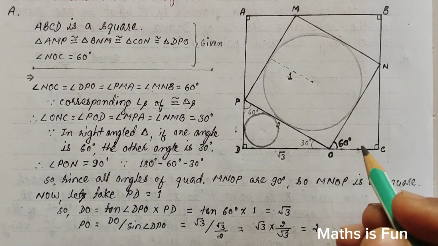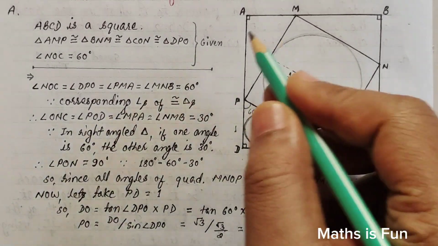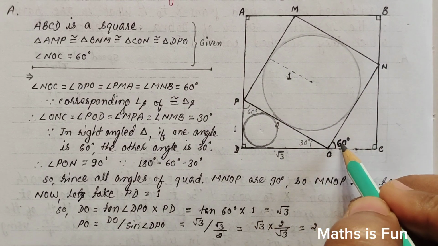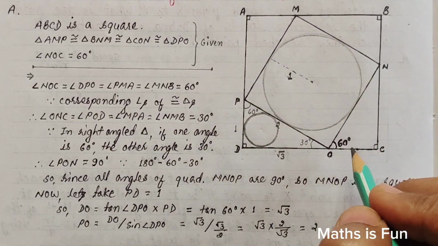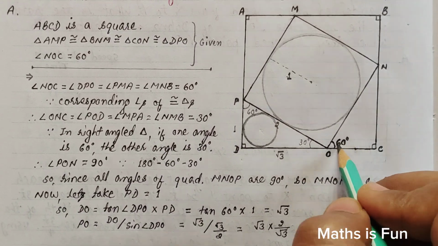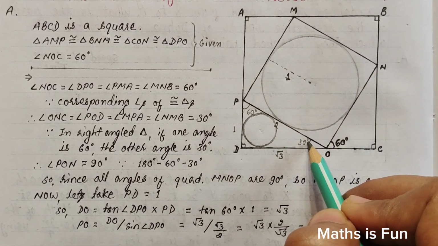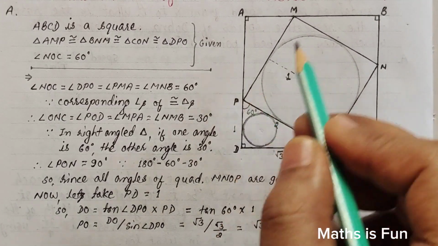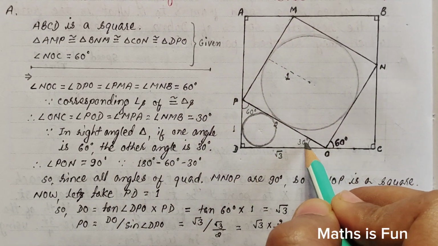So it is given that this is 60 degrees and they all are congruent triangles, so if this is 60, this is also 60, this is also 60 and this is also 60. Now this is a right angle triangle, so if this is 60, this comes out to be 30. So if this is 30, this is also 30, this is also 30 and this angle is also 30 degrees. So we can write 60 degrees here, we can write 30 degrees here.